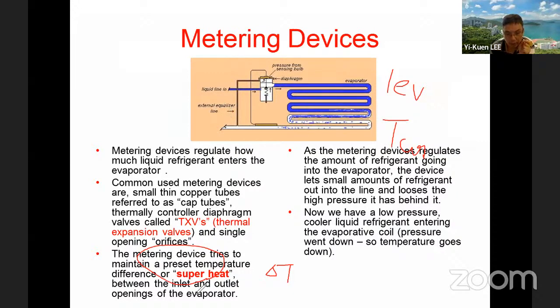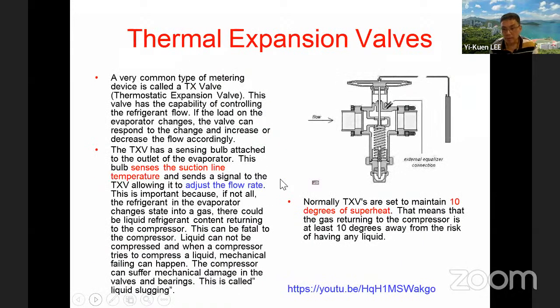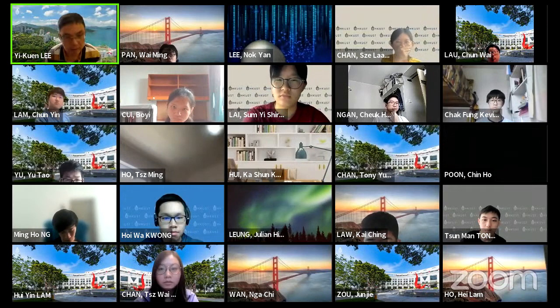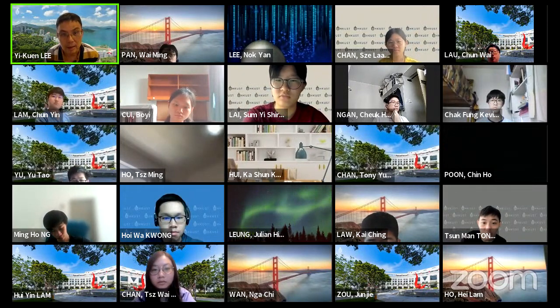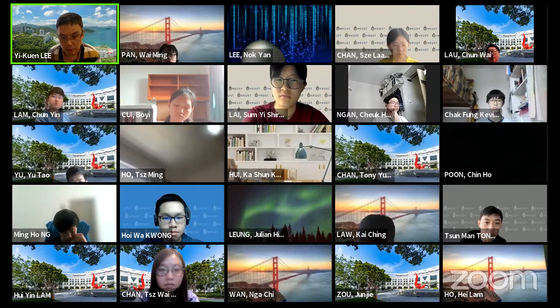Okay, or they call it superheat. So this is something quite important. And typically, I will show you one of the most commonly used kinds of valve, what is called the thermostatic expansion valve. So I think it would be useful for all of you to look at this video so that you can have a better idea about how this works. Let me show you.